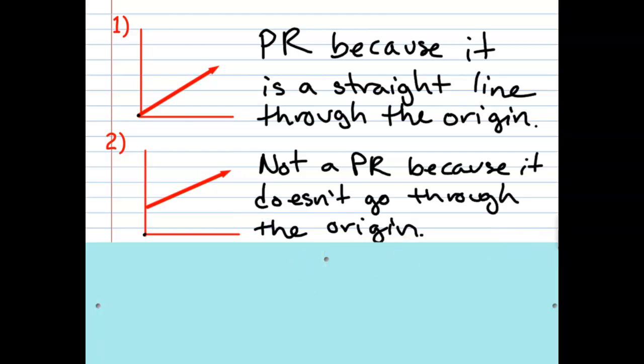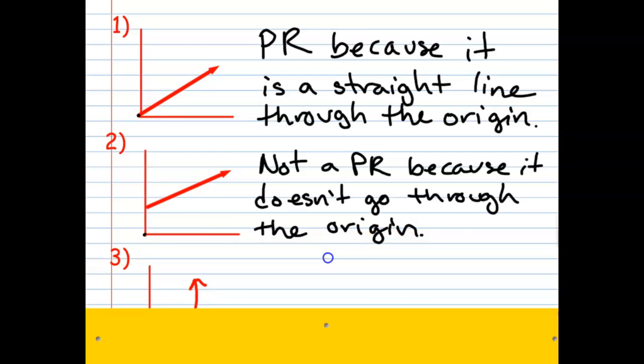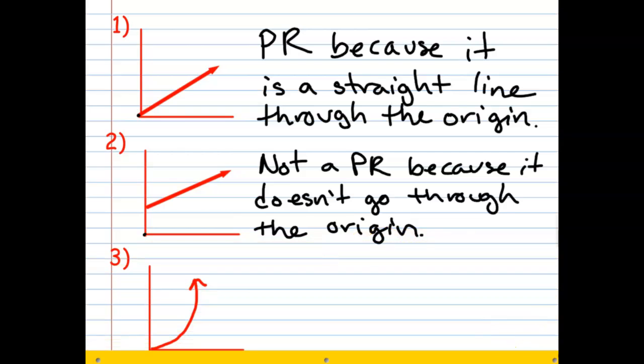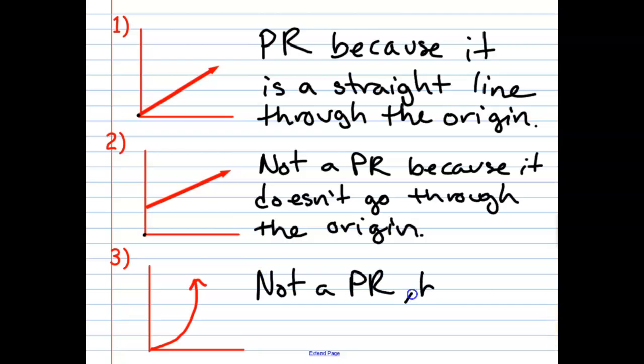All right, one more. Anyways, let me see if I can use my mouse. Okay, copy that beautiful graph down and let's take a look at it. Is it a straight line? No. It does go through the origin, but because it's not a straight line, is it proportional? No. So let's write it out. Not a PR because it is not a straight line.